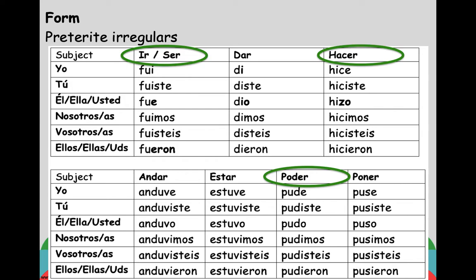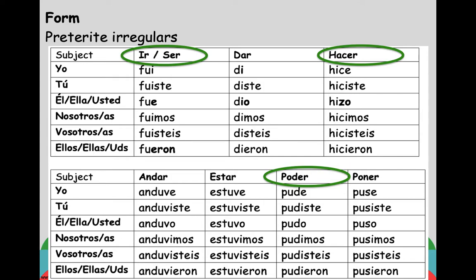They all seem to follow what hacer is doing with the iste, o, imos, isteis, ieron. It's usually the stem where you'll see more of an irregular pattern. So in this case, the HAC has changed to HIC, apart from the he or she form, which has got its own thing going on. It has a Z in there.